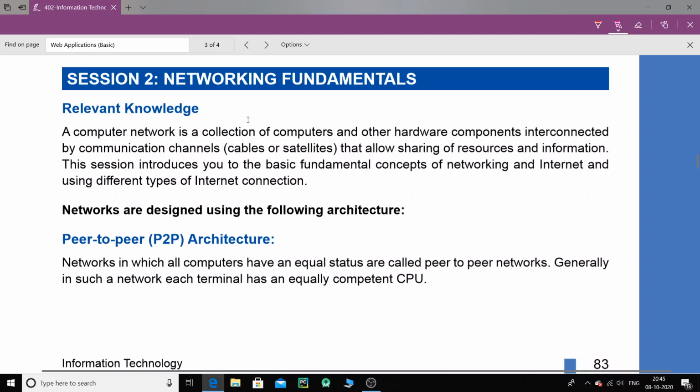A computer network is a collection of computers and other hardware components interconnected by communication channels. Right now we are connected because of a computer network only. If there was no computer network, I wouldn't have been able to convey my video to you. I'm uploading these videos on YouTube, and then you are going to the app, clicking on the links, and going to YouTube to watch the videos. Why and how this is happening is because of computer network. If there is no computer network, the entire world will shut down.